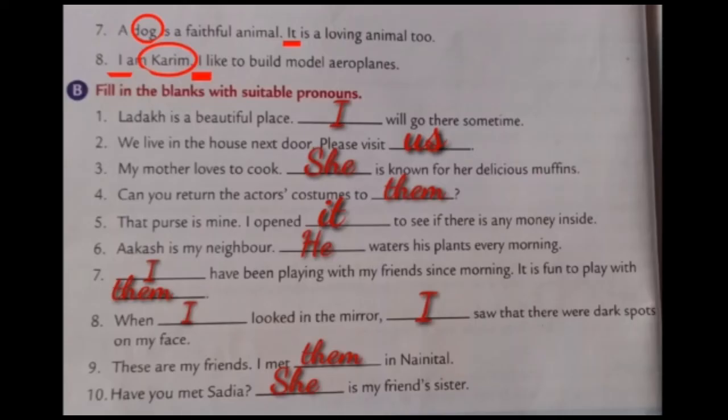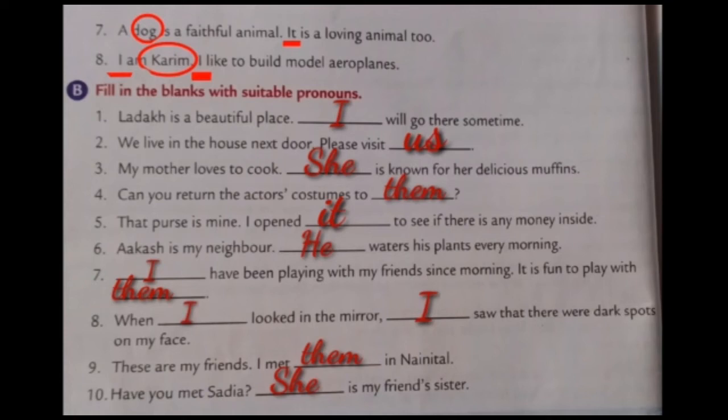Now, seventh one. A dog is a faithful animal. It is a loving animal too. Here, the personal pronoun is it. The noun that it stands for is dog.